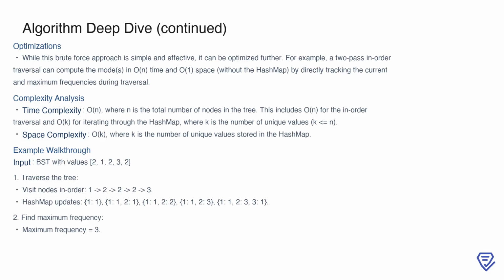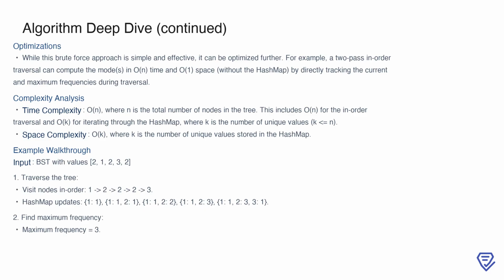In terms of complexity, the time complexity of the current approach is O(n), where n is the number of nodes in the tree. This includes O(n) for the in-order traversal and O(k) for iterating through the hash map, where k is the number of unique values. The space complexity is O(k), as we store all unique values in the hash map.